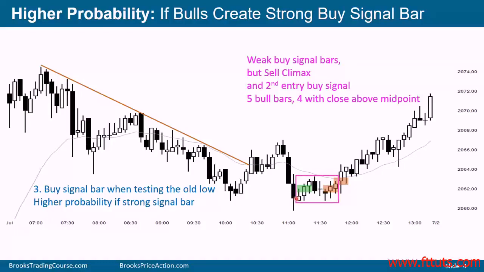In this box, we also have 5 consecutive bull bars. 4 of them have closes above the midpoint. So that's a sign of bulls buying at the new low or on the reversal up from the prior low.